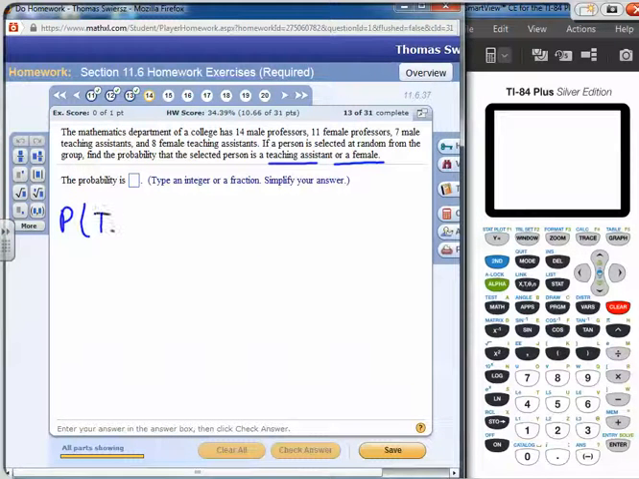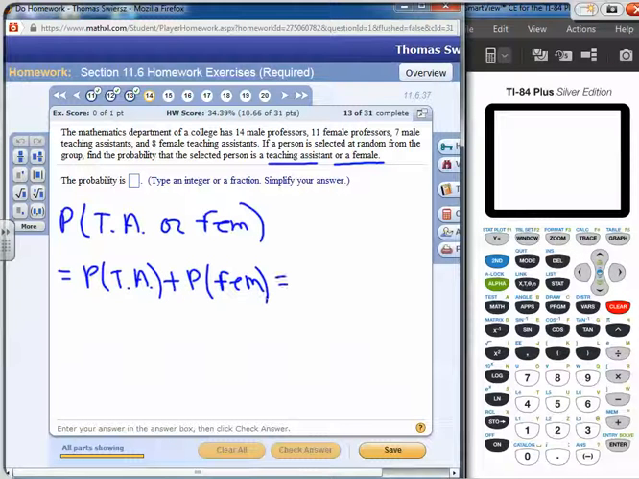So the probability of a teaching assistant or female is going to be the probability of a teaching assistant, plus the probability of selecting a female, any female, but minus the probability of a teaching assistant that is also a female, so has both characteristics.